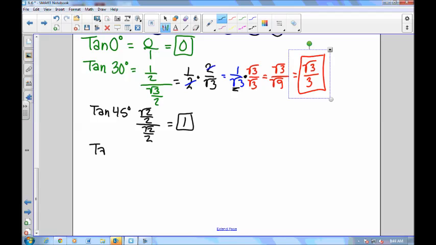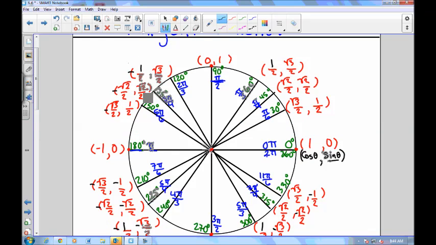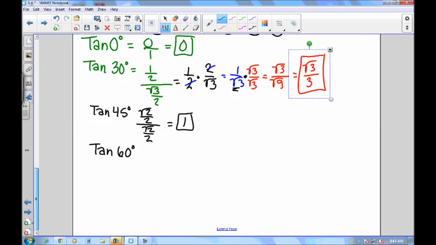Okay, tangent of 60 degrees. So it's sine divided by cosine. Remember that. Anna, for 60 degrees, what is the sine? Good, root 3 over 2. And then the cosine would be 1/2. So we do root 3 over 2 divided by 1/2.